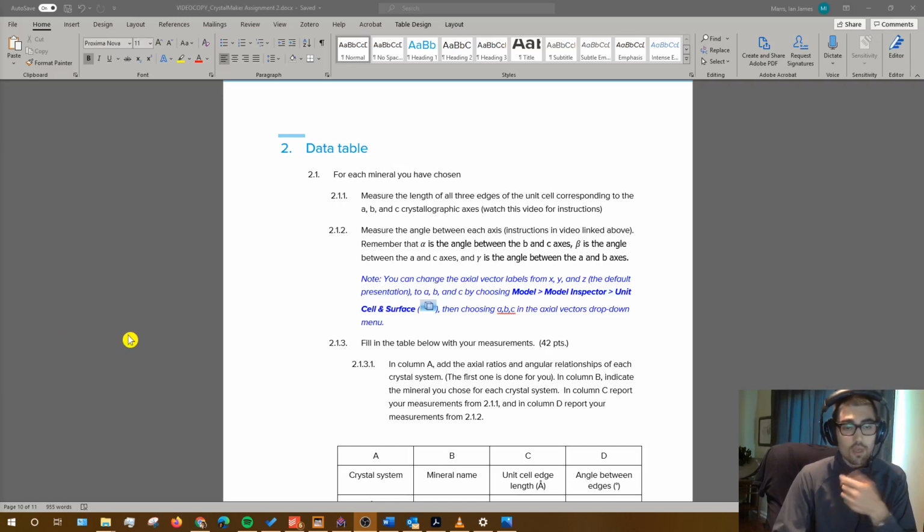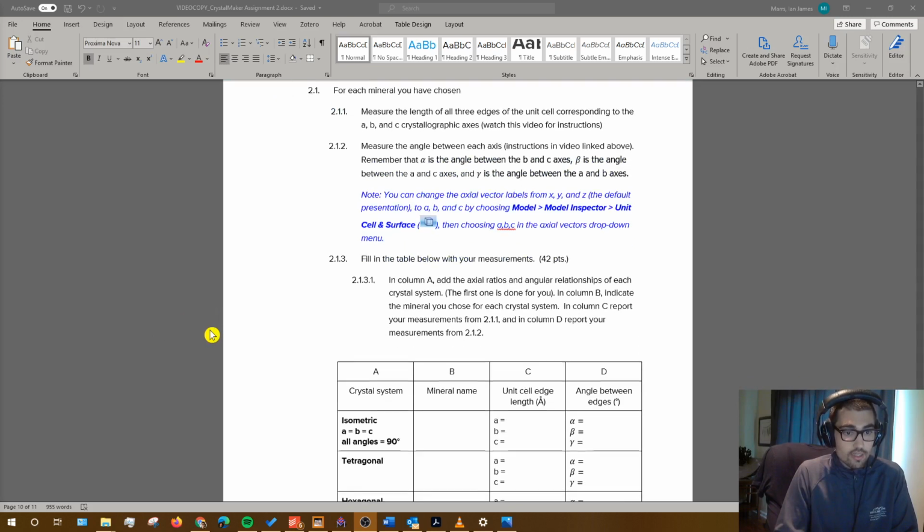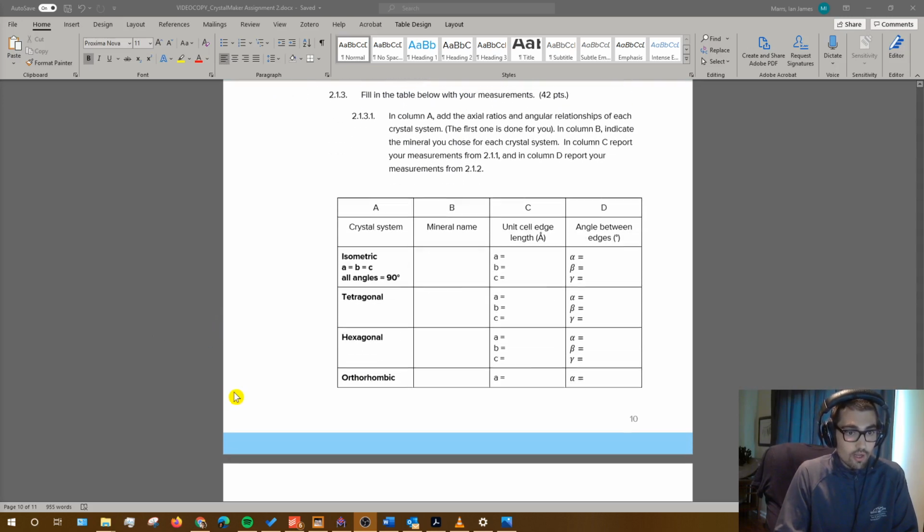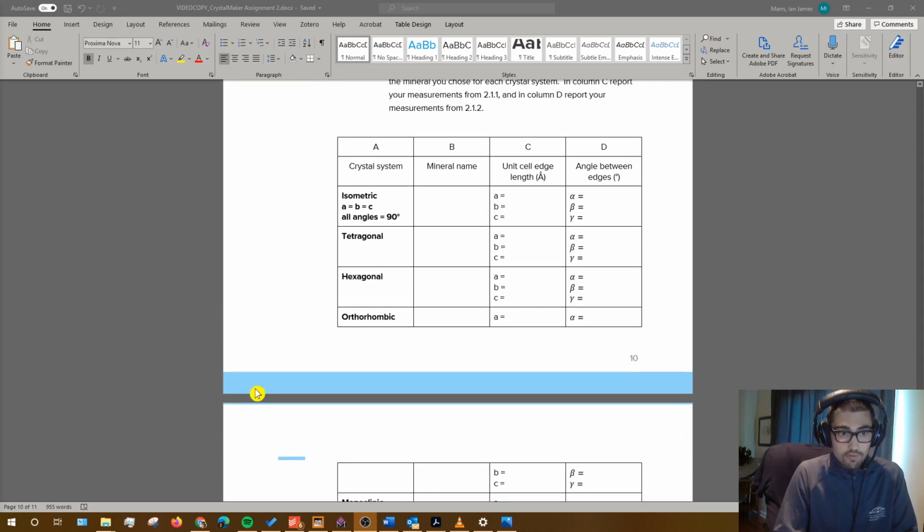Hi there everyone. If you're seeing this, then I assume you are on part 2 of the second CrystalMaker assignment. In this part of the assignment, we're going to be filling out a data table. This data table involves all the minerals that you have chosen to represent each of the crystal systems. We're going to take a look at their unit cells and the edge lengths of their unit cells, and then look at the angle between those edges.